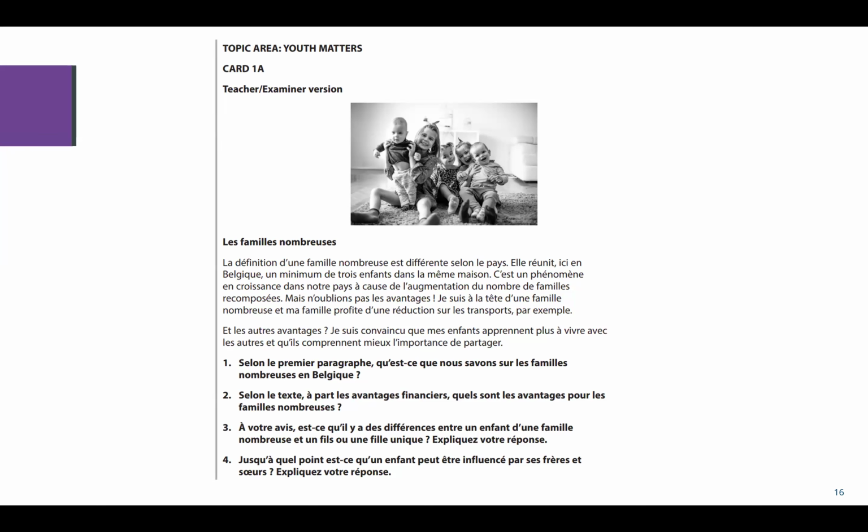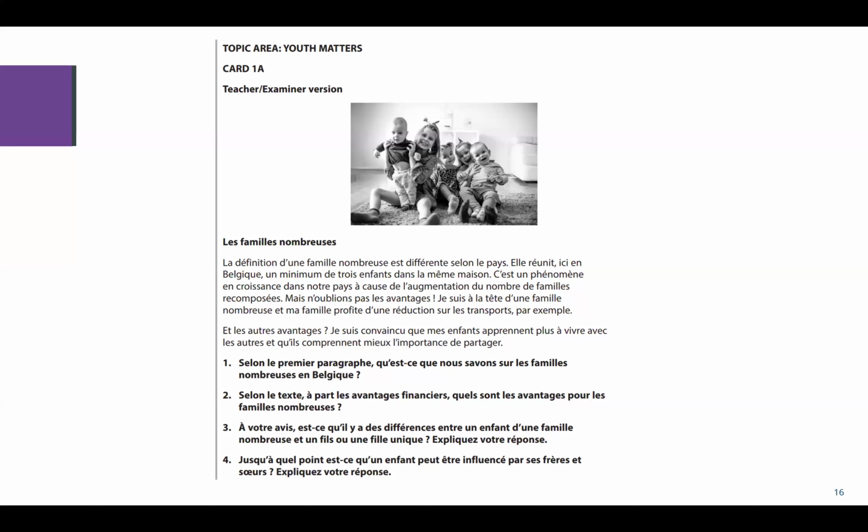Question 2 refers actually only to paragraph 2, although it says "selon le texte", it is actually just information to be retrieved from the second paragraph. And again, it would be very difficult to lift verbatim. They will need to do some manipulation of the language.